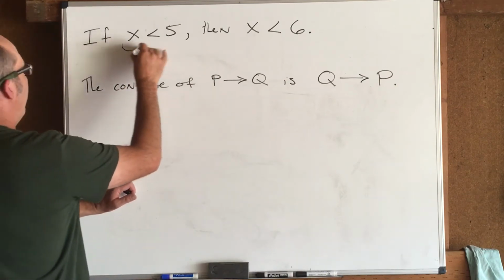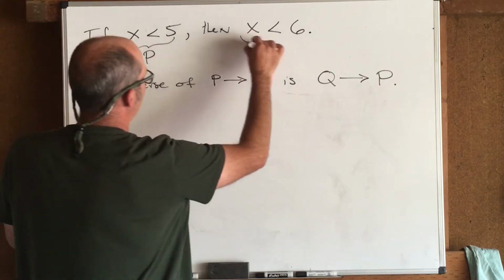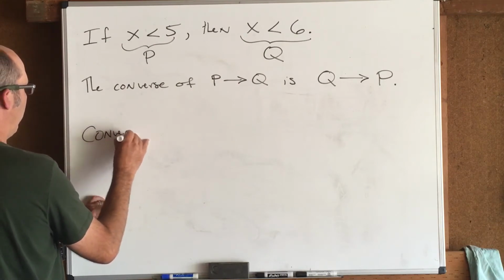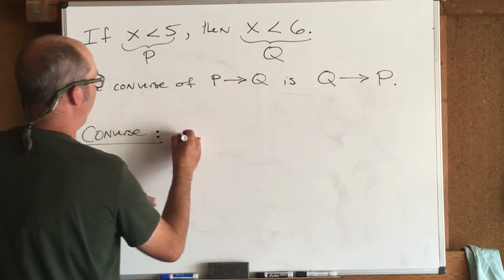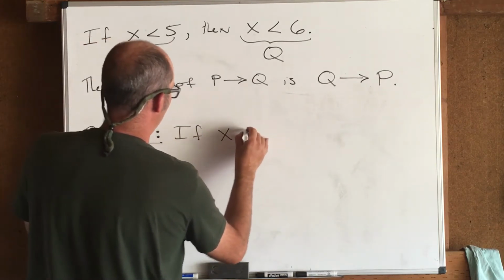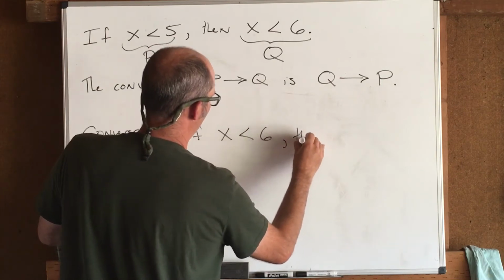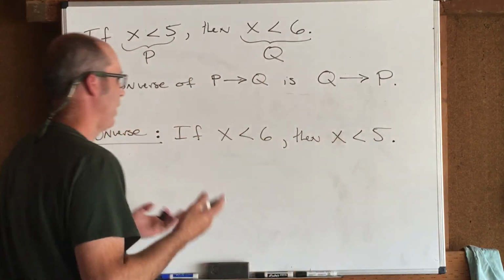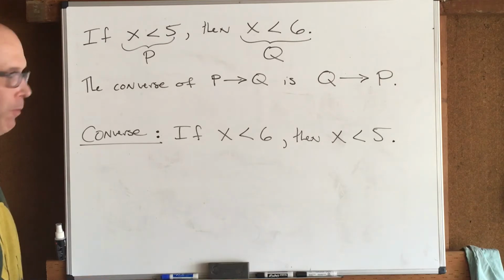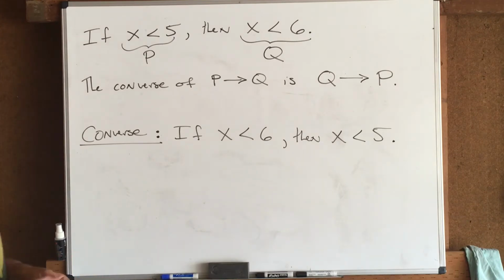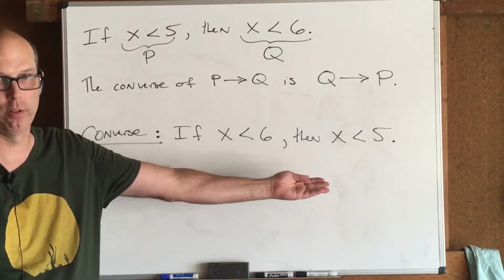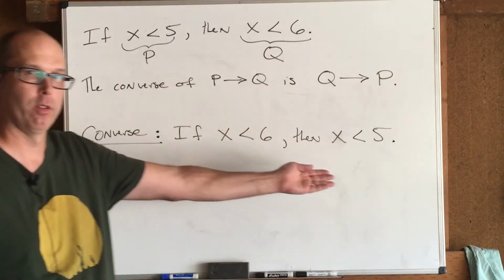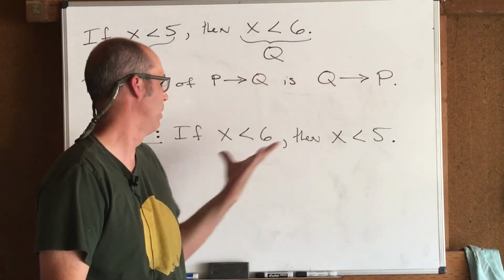All right, so we can think of this as our P, this is our Q. So our converse is: if x is less than 6, then x is less than 5. That's the converse. Now, if someone says, what is the converse of this statement, this is the converse. We're not saying is the converse true or false, we're just saying what it is. The converse of P implies Q is Q implies P. This is our converse.